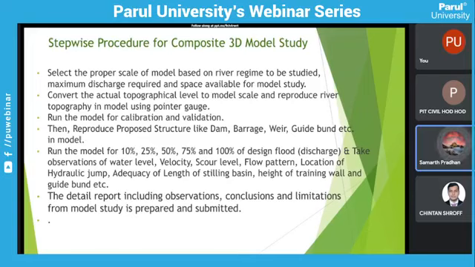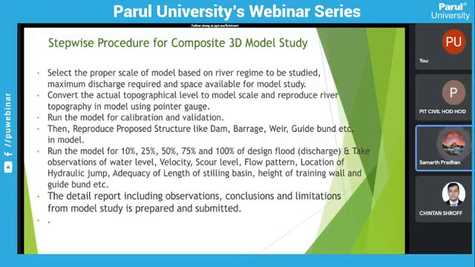Suppose 1 in 100, 1 in 70, 1 in 80, depending upon the study area and availability of land, we fix the scale. Scales are of two types: geometrically similar scale. Most of the time we plan to select the GSS only, because we get better results in GSS. Geometrically similar scale means the horizontal scale and vertical scale are similar.